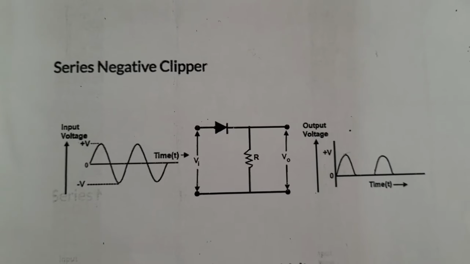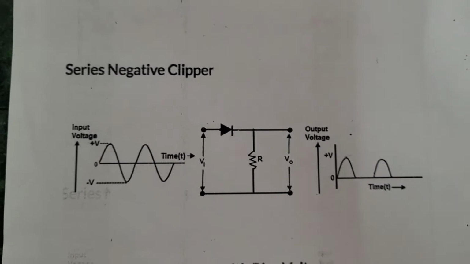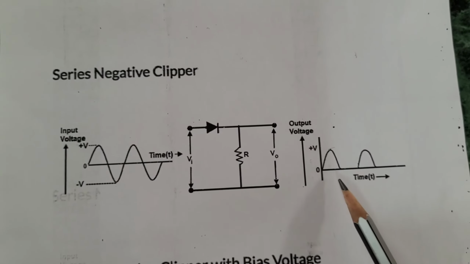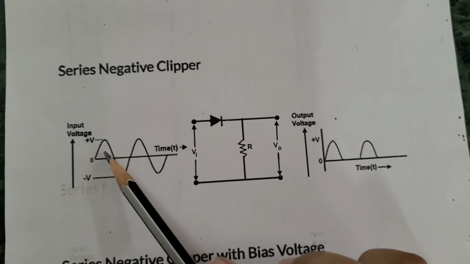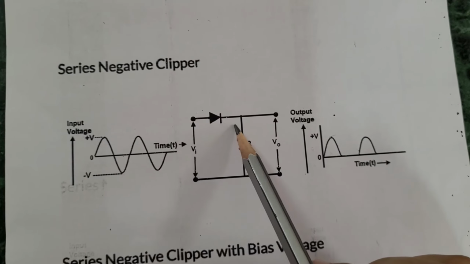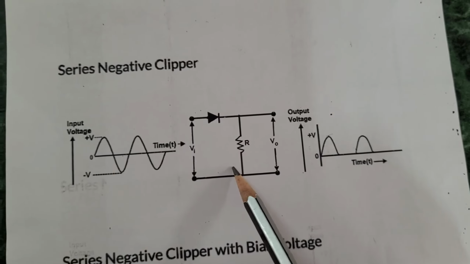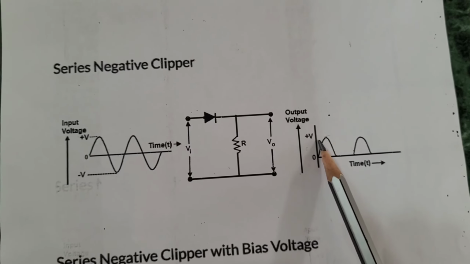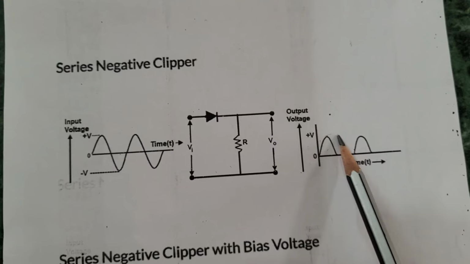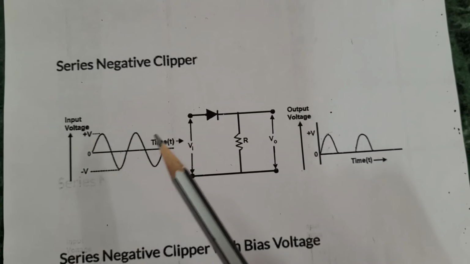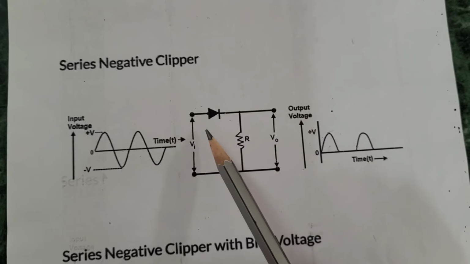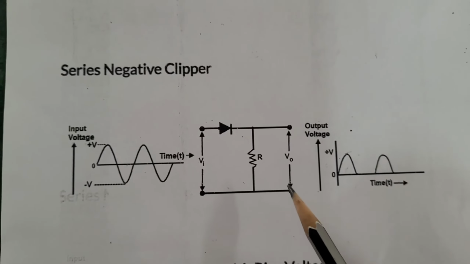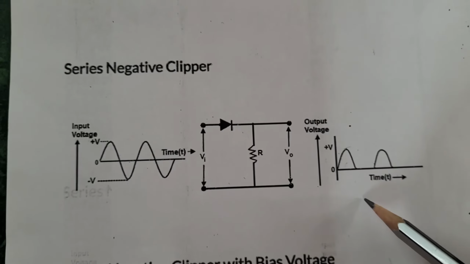The second list of clipper circuits, that is series negative clipper. As you can see, this is the input waveform. At the output, the negative portions are clipped off. During the positive half cycle of the AC, the diode is forward biased, a closed path is established, and the same input waveform appears at the output with plus V volt as V maximum voltage. During the negative half cycle, the diode gets reverse biased, establishing no closed path, so no output is available at that time.